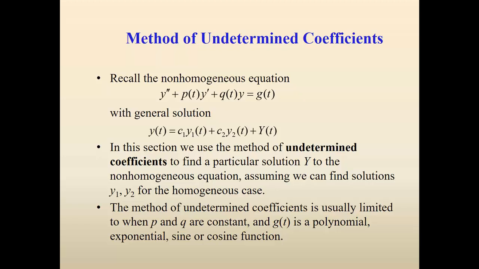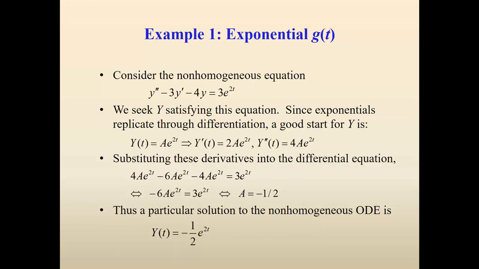So you could have a polynomial instead of an exponential. Remember, that's repeated roots. We could have just polynomials. We could just have sines and cosines. We'd have exponential sine cosine. Remember, that's complex roots. But let's take a look at a simple exponential g of t.